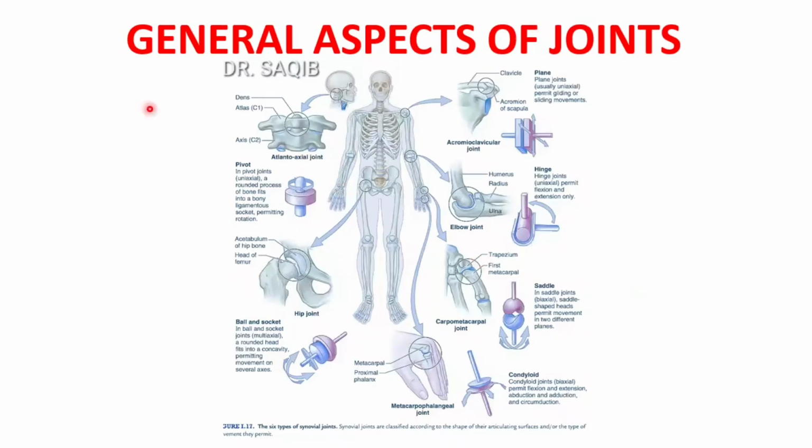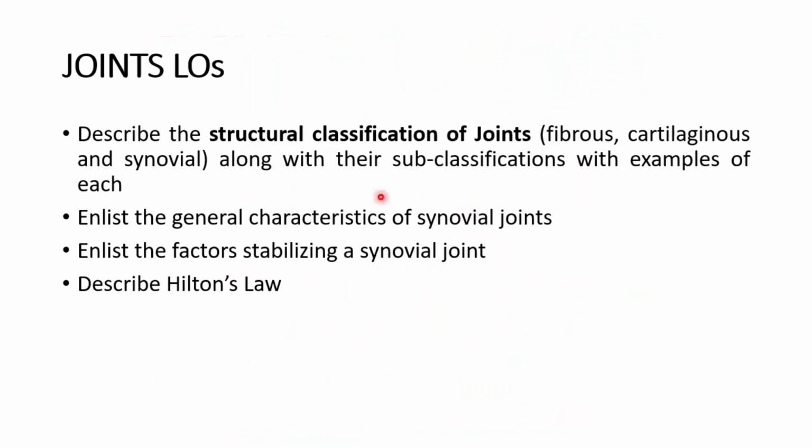Hi, I am Dr. Sakir Mansoor, and today I will discuss with you the general aspects of the joints. So, the learning objectives describe the structural classification of joints, that is, fibrous, cartilaginous, and synovial, along with their subclassifications, with examples of each, and list the general characteristics of synovial joints, and list the factors stabilizing a synovial joint, and describe Hilton's law.